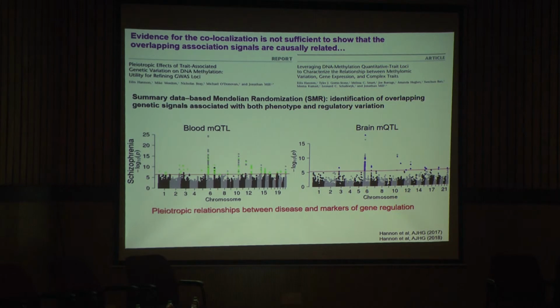And there are many ways that we can put genetic and epigenetic information together. I'm not going to go into this in any detail. These are just two papers we recently published in the American Journal of Human Genetics using another approach called summary data-based Mendelian randomization, again with the aim of identifying overlapping genetic signals that are associated with both phenotype and regulatory variation.